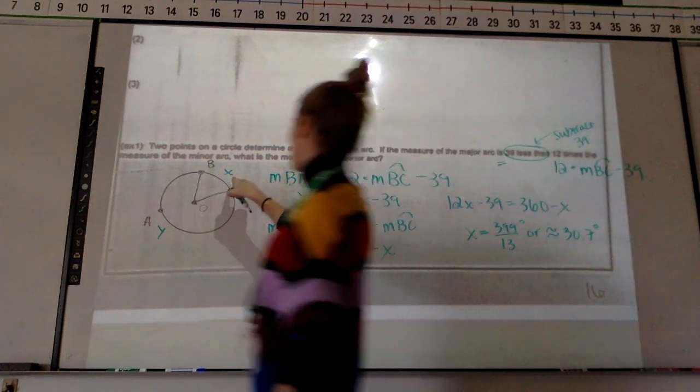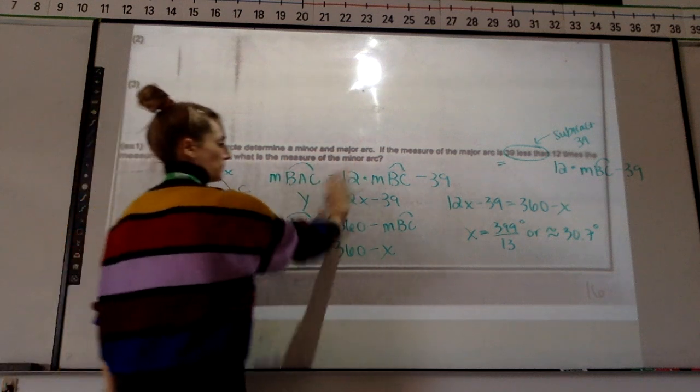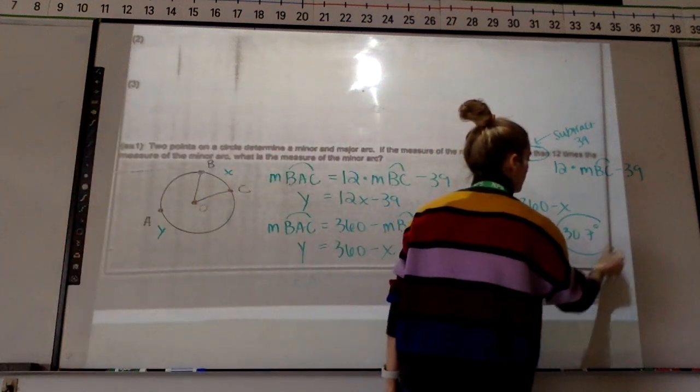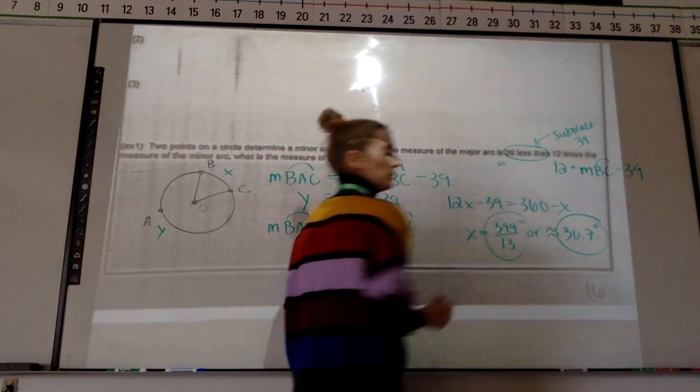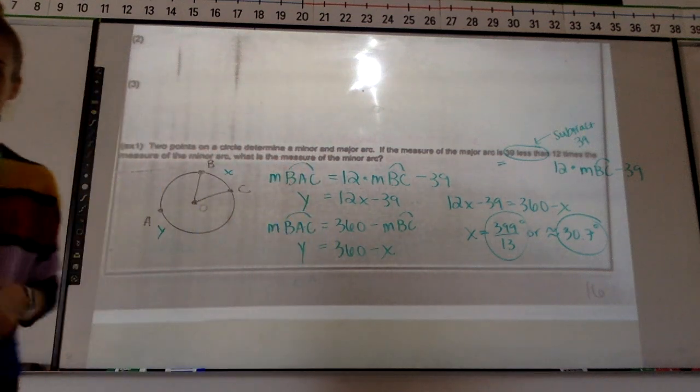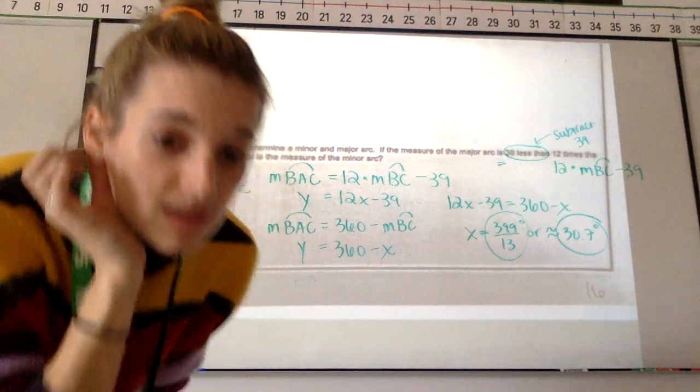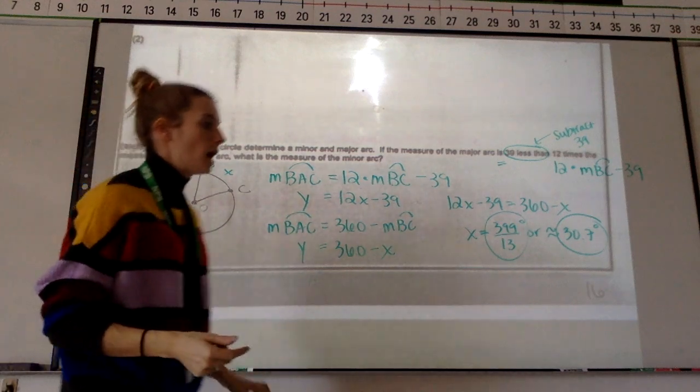That's x. Now let's double check. Is that what they were asking for? What is the measure of the minor arc? Yes. Final answer: that would be approximate, and that would be exact. Okay, how am I doing on time here? Oh, not too bad. All right, let's turn that page.